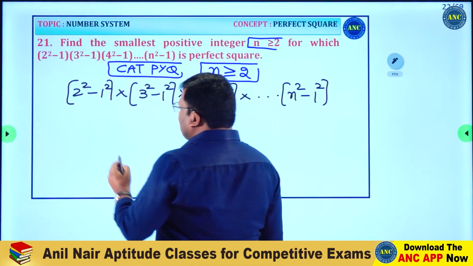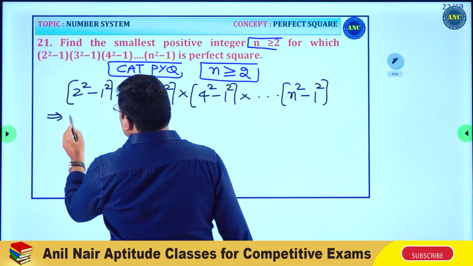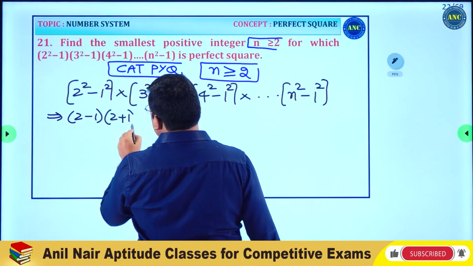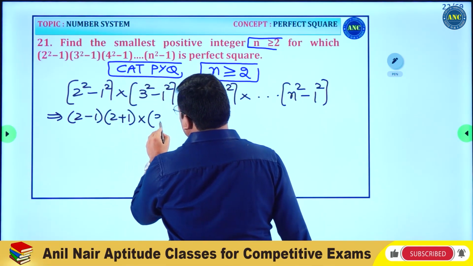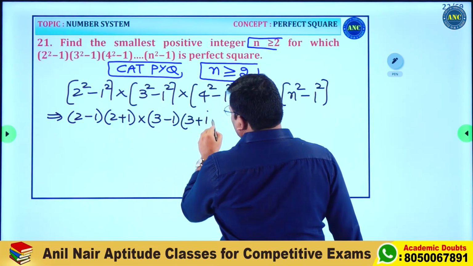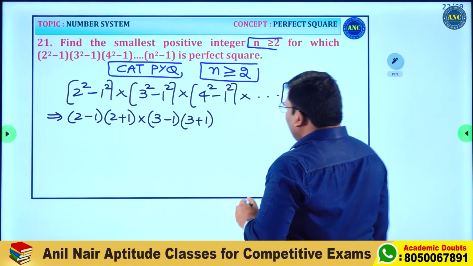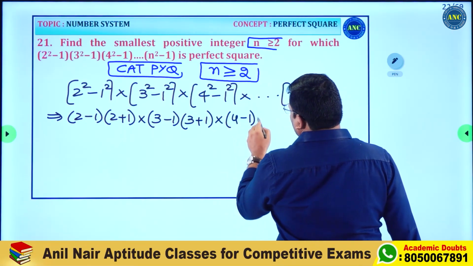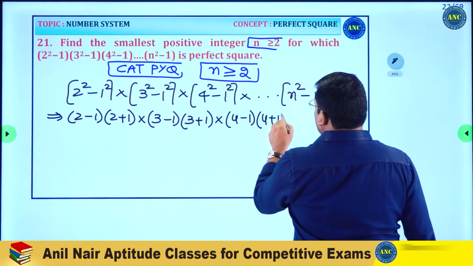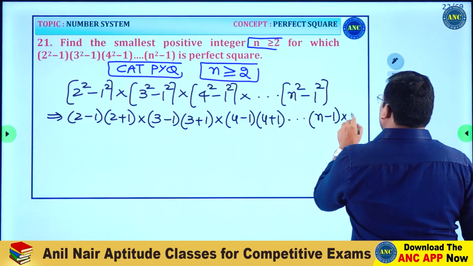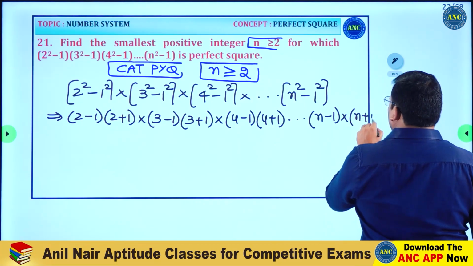A square minus b square is A minus b into A plus b. So 2 square minus 1 square is 2 minus 1 into 2 plus 1. 3 square minus 1 square is 3 minus 1 into 3 plus 1. 4 square minus 1 square is 4 minus 1 into 4 plus 1. n square minus 1 is n minus 1 into n plus 1.